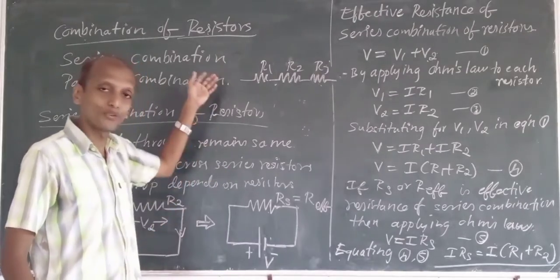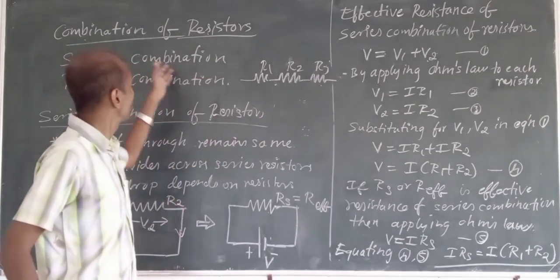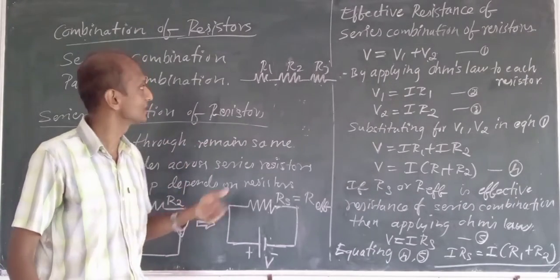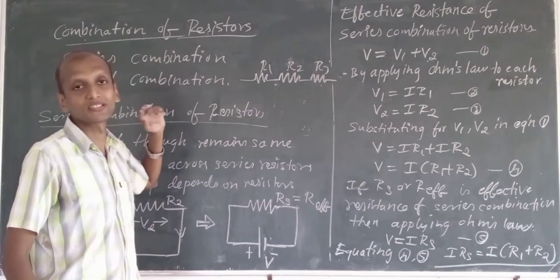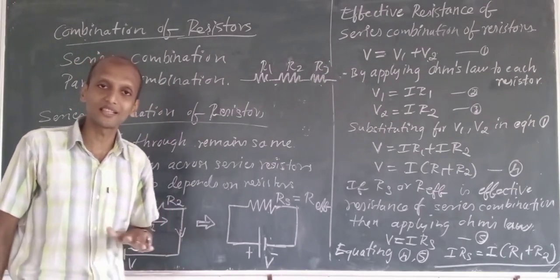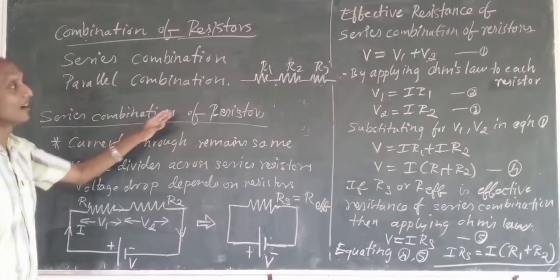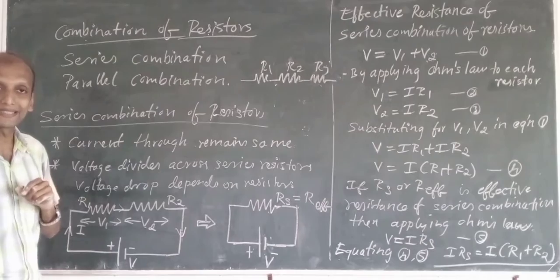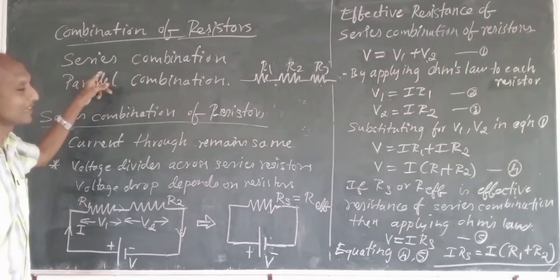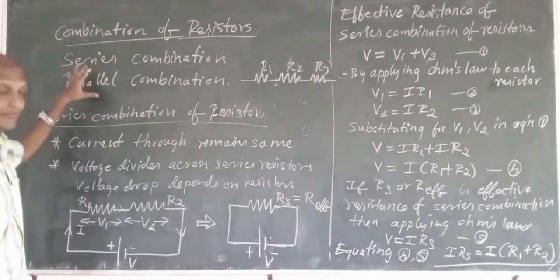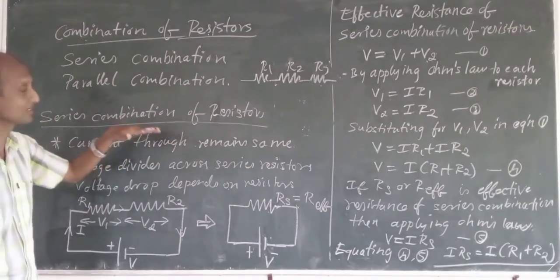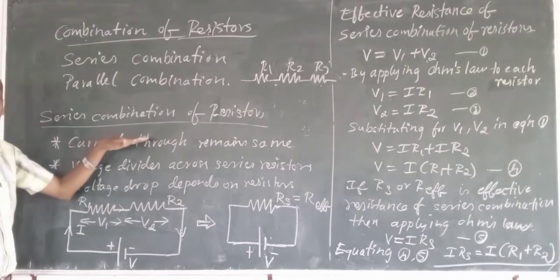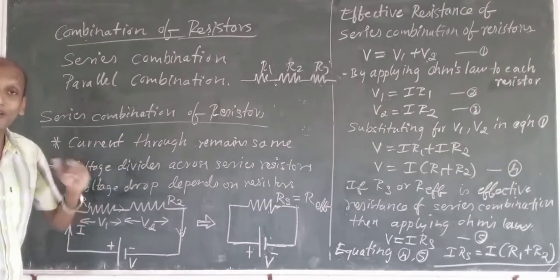So for that, we will be going for series and parallel combinations, and how to find the total or effective resistance for a series combination of resistors and a parallel combination of resistors. Is that okay? Now we will see resistors connected in series. We are all aware of what a series combination of resistance is and what a parallel combination is, isn't it? So now we will go for the series combination and how to find the total or effective resistance.